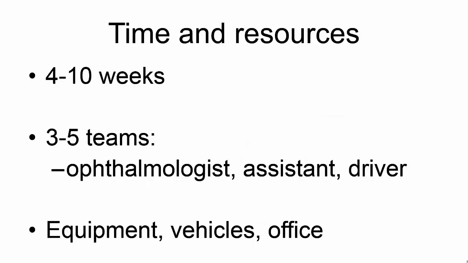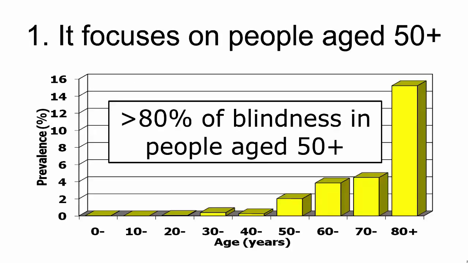RAABs typically take between about 4 to 10 weeks to undertake, with 3 to 5 teams, each consisting of either an ophthalmologist or an ophthalmic resident, an assistant and a driver. So RAABs are relatively rapid and therefore relatively affordable to undertake, and they're rapid for 3 key reasons.